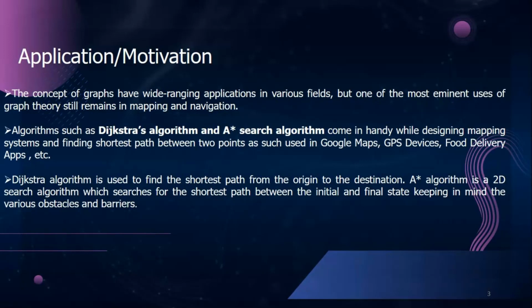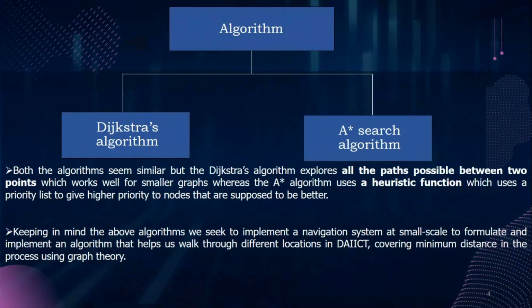Dijkstra's algorithm is used to find the shortest path from the origin to the destination. A* algorithm is a 2D search algorithm which searches for the shortest path between the initial and final state keeping in mind the various obstacles and barriers. Both the algorithms seem similar, but Dijkstra's algorithm explores all the paths possible between 2 points which works well for smaller graphs, whereas the A* algorithm uses a heuristic function which uses a priority list to give higher priority to nodes that are supposed to be better.